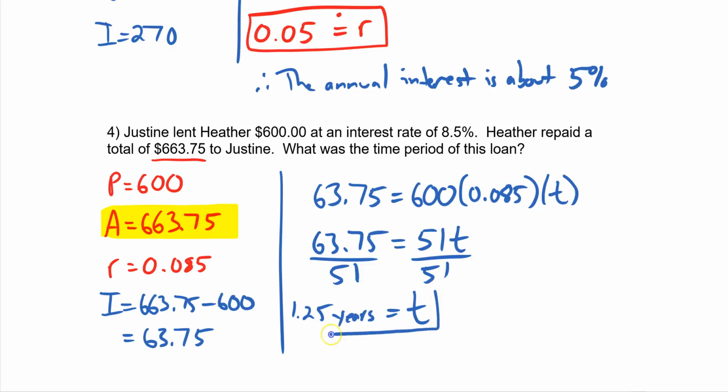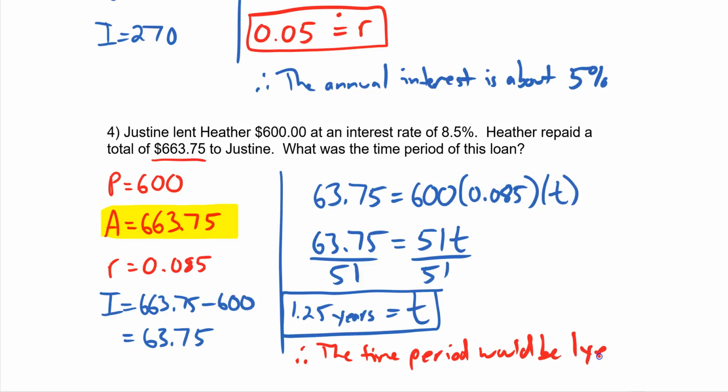And again, for a concluding statement, typically we wouldn't say 1.25 years. We would probably state it in years and then months. So the time period would be 1 year and now you have to think how many months is 0.25 years or a quarter of a year. That would be 3 months. So the time period in total is 1 year and 3 months. And she was charged $63.75 in simple interest during that time.